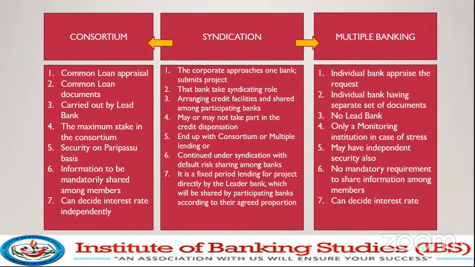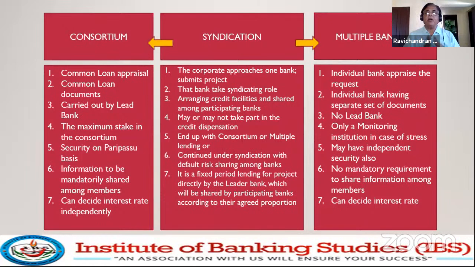Sir, can I ask one question? In multiple banking, in which bank does a customer maintain their account? Each bank's customer will open separate accounts with each bank, and each bank will monitor that account separately. So what about consortium and syndication? In consortium, the monitoring happens individually, but everything is driven through the consortium leader. The consortium leader will arrange the meetings, conduct regular meetings with the customer, and arrange the inspection of the units. All other banks will participate. But in multiple banking, each bank will normally act according to its own strategy. It is different. It is just like an individual loan given to a customer.